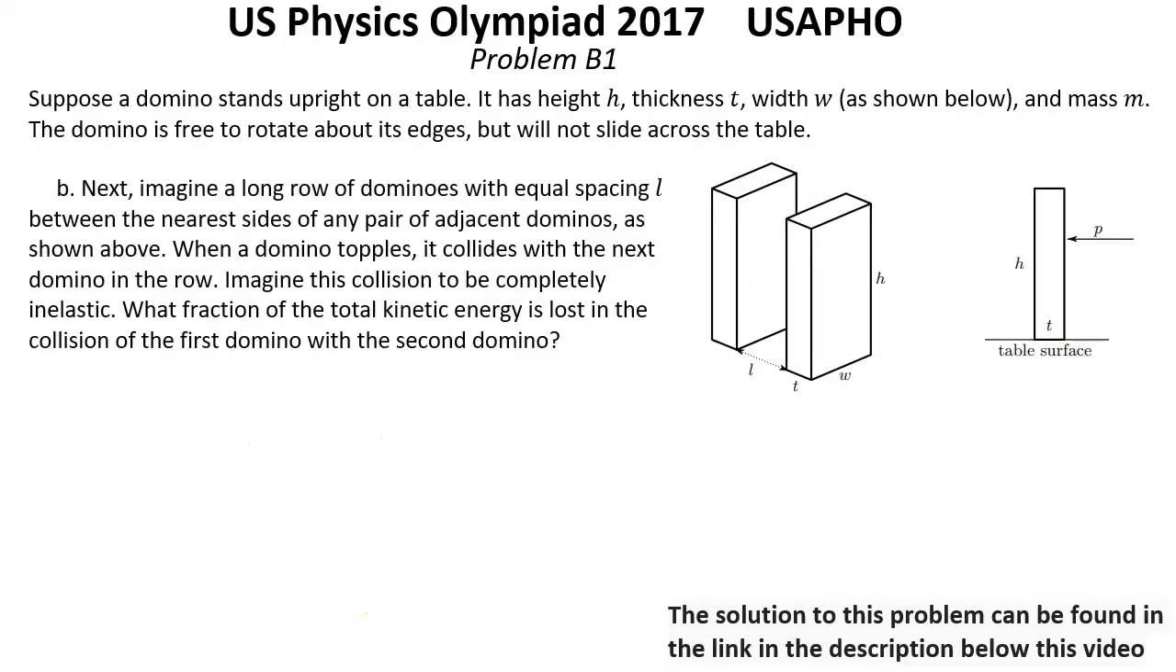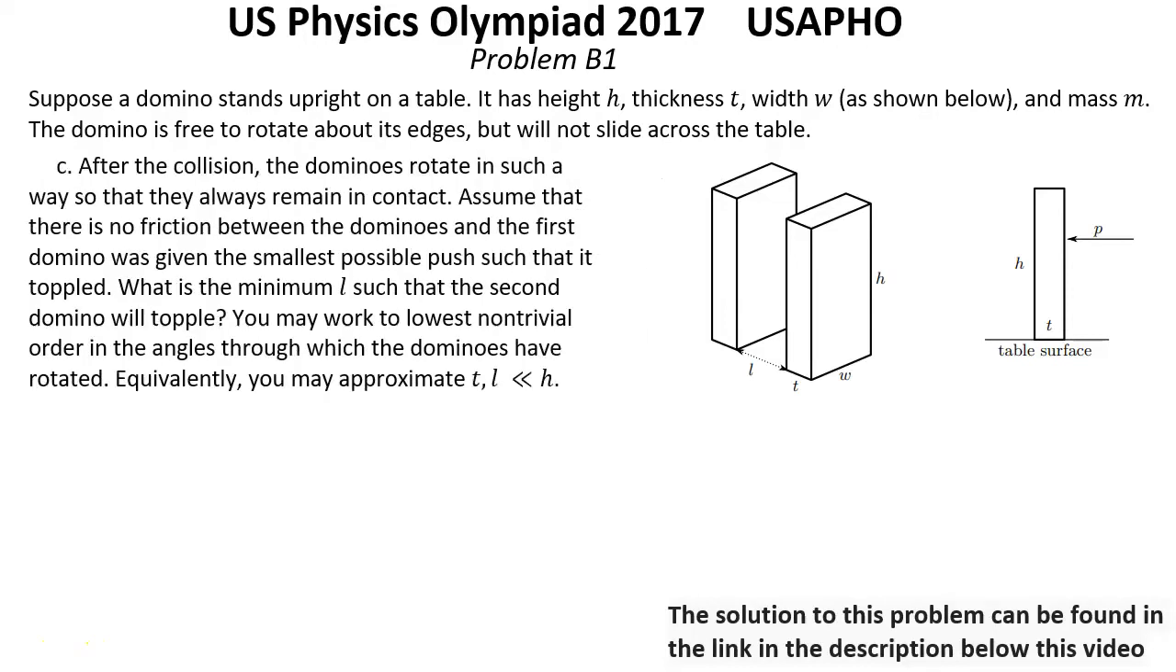Question B. Next, imagine a long row of dominoes with an equal spacing L between the nearest sides of any pair of adjacent dominoes, as shown above. When the domino topples, it collides with the next domino in a row. Imagine this collision to be completely inelastic. What fraction of the total kinetic energy is lost in the collision of the first domino with the second domino?